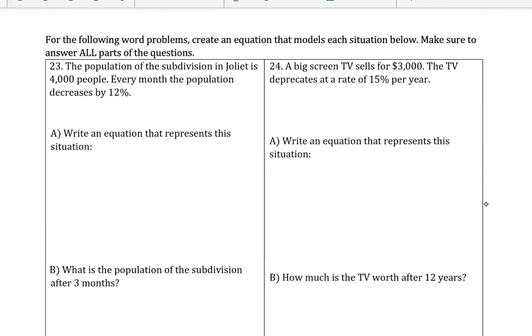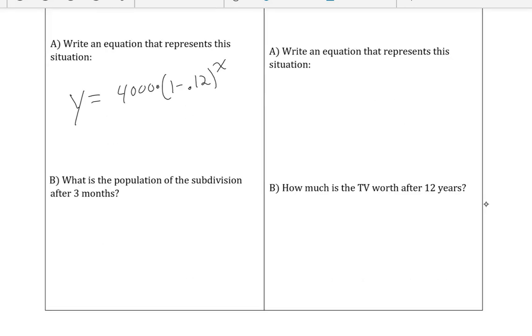All right. For here, we're writing some equations I'm working through. So the population of the subdivision Joliet is 4,000 people. Every month, the population decreases by 12%. So our equation here, we have y is equal to, our initial value is 4,000, and then our rate. So since we're decreasing, we want to think of 1 minus 0.12. Population after 3 months, we would just plug in 3.